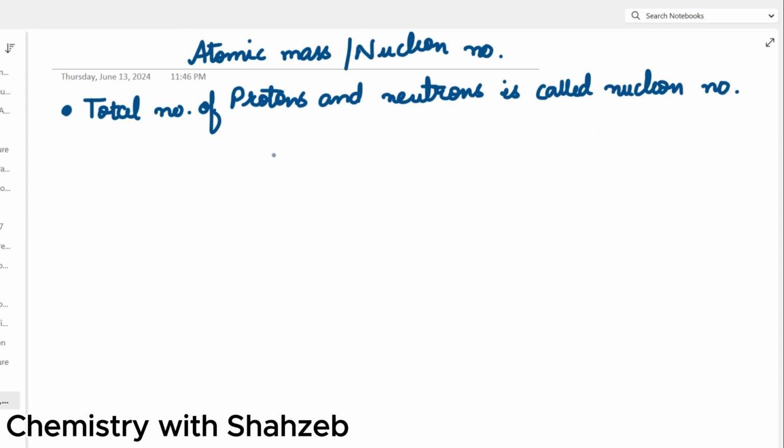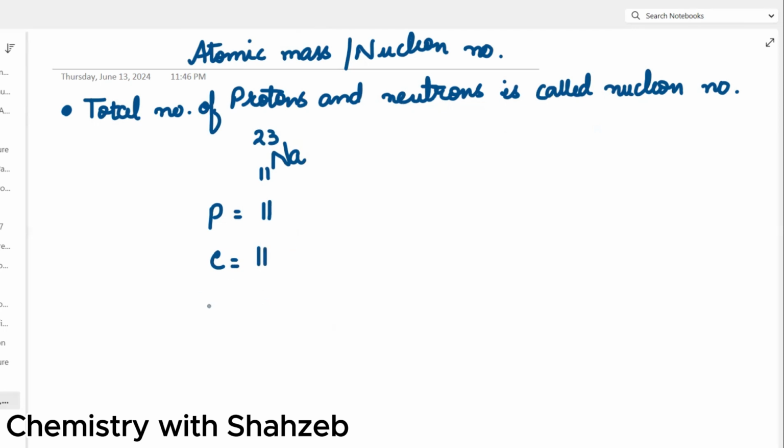So we can now take the example of sodium. Sodium is 11, 23. First of all, we know the one in the smaller quantity represents the proton. Protons here are equal to 11. We know electrons are also equal to the number of protons, that is also 11.